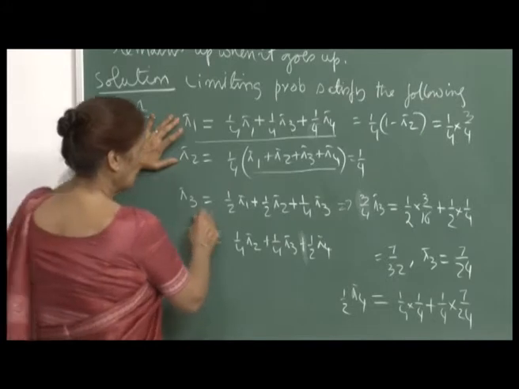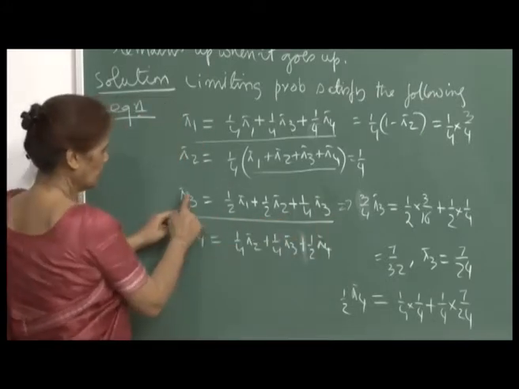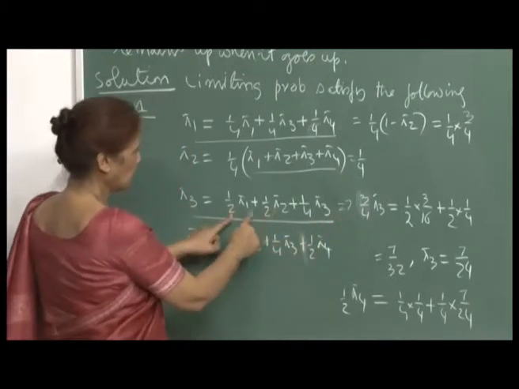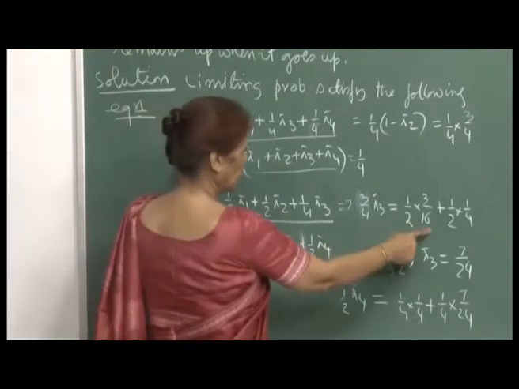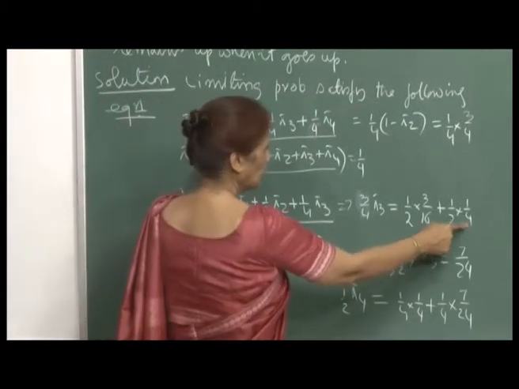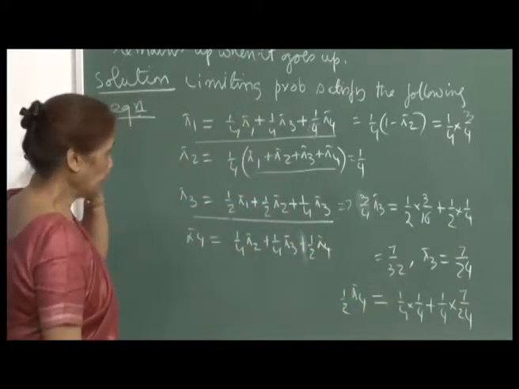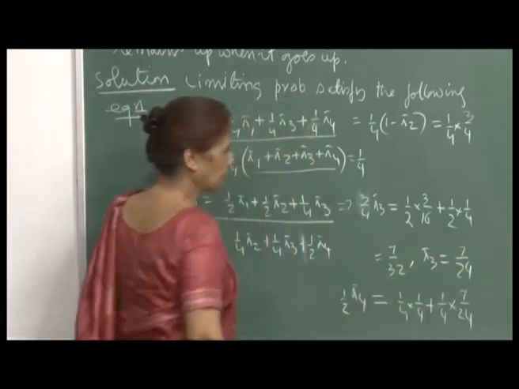So, then from here I can immediately get pi 3, because I bring this here. So, this will be 3 by 4 pi 3, and I substitute the values of pi 1 and pi 2. So, this will be 1 by 2 into 3 by 16 plus 1 by 2 into 1 by 4, that gives me 7 by 32. So, pi 3 will be, when you multiply by 4 by 3, 7 by 24.